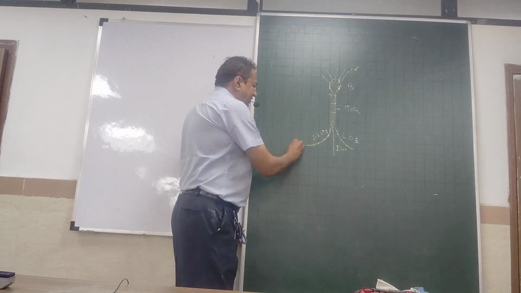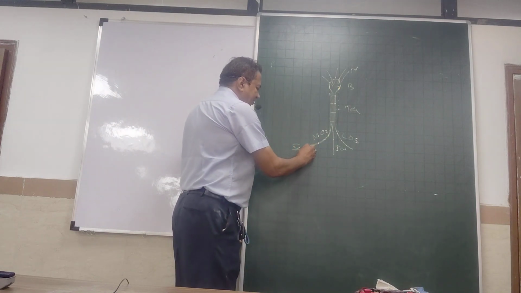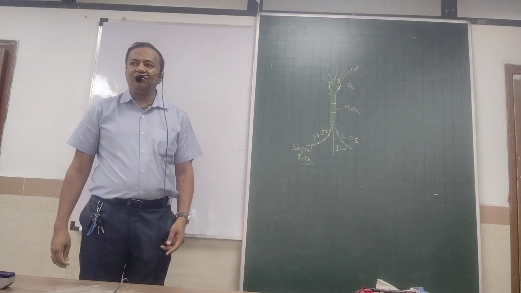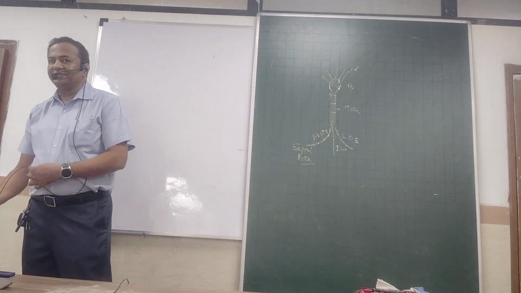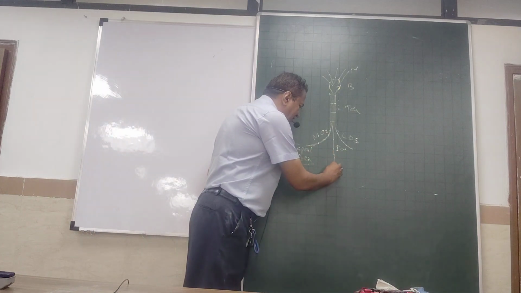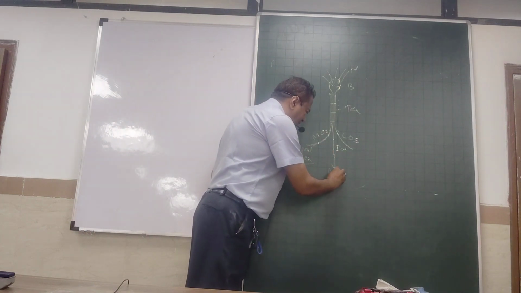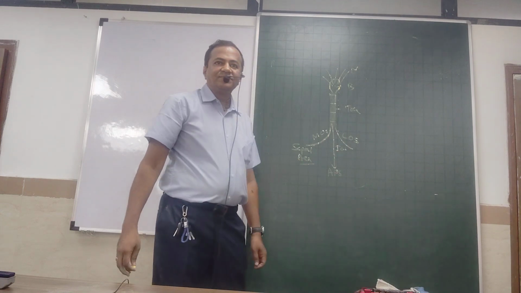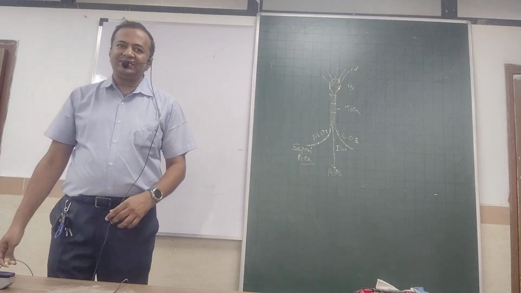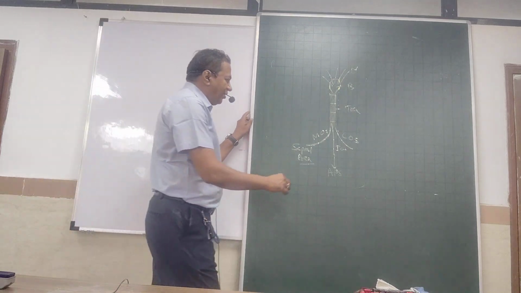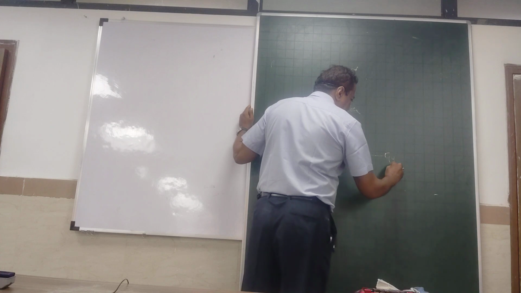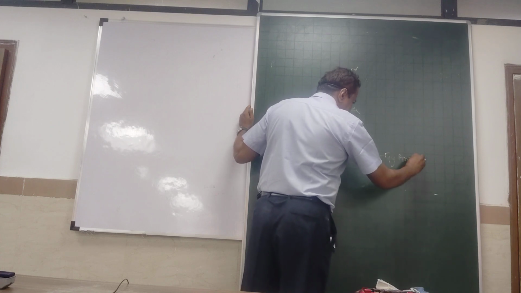Medial olfactory stria go to septal areas. So when we learn septal areas, that time we will say medial olfactory stria go to septal areas. Intermediate olfactory stria go to anterior perforated substance. Lateral olfactory stria goes to gyrus ambiens.